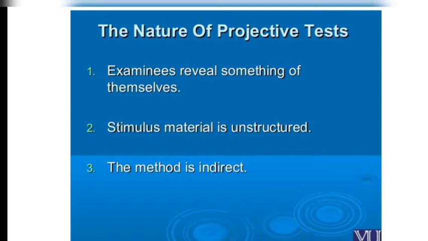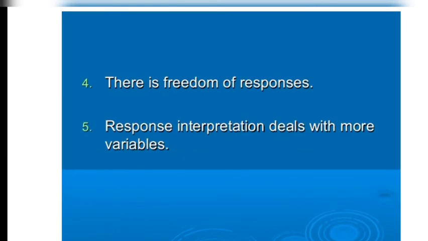Unstructured here means it has no proper structure. There is no right or wrong answer to it. The examinee can give whatever he can see in the card, or however he wants to solve the question. The method is indirect. Indirect means it is not directly pointing to the conflict, but indirectly the conflict would be seen on the surface. There is freedom of responses, as I explained earlier, that any examinee can give any kind of response.